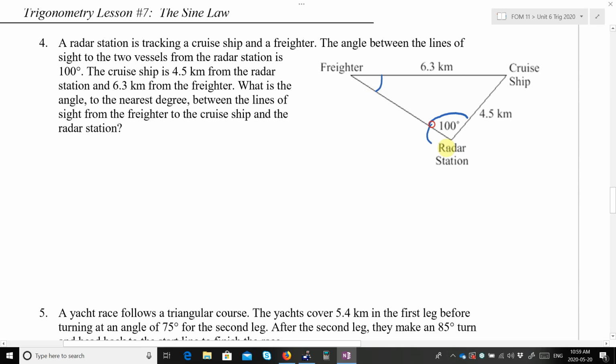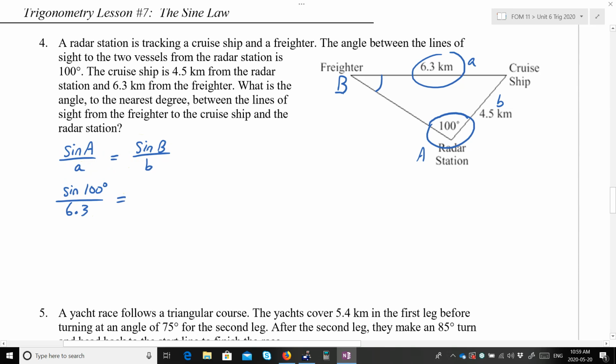And notice we have an angle-side relationship. So we could call this A and little a. And we want to figure out angle B, and we have little b. Wonderful. Sine A divided by a is equal to sine B divided by b. Sine of 100 degrees divided by 6.3 kilometers is equal to sine B divided by 4.5. And we want to get capital B by itself. The sine function is acting on it, and then we're dividing by 4.5, so I have to go times 4.5.